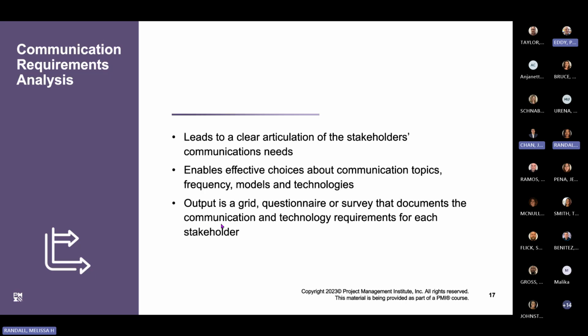And then the last piece talks about the output, which is a grid, questionnaire, or survey that documents the communication and technology requirements for each stakeholder. So think about your stakeholder register, when you identify each person, what their role is, their title, what their interest level is. You would do something very similar for the communication plan, as you're trying to identify each of the stakeholders and how you're going to communicate with them. And then you'll be able to determine how many different communication methods you may have.